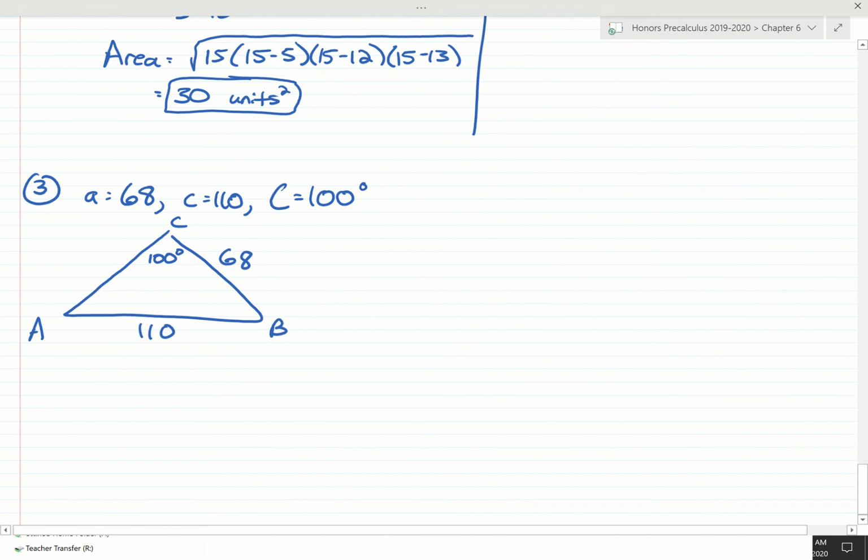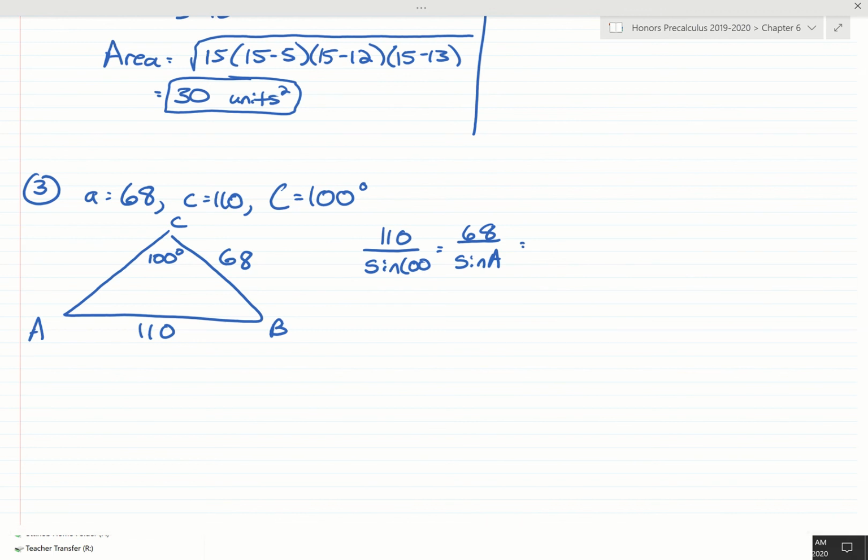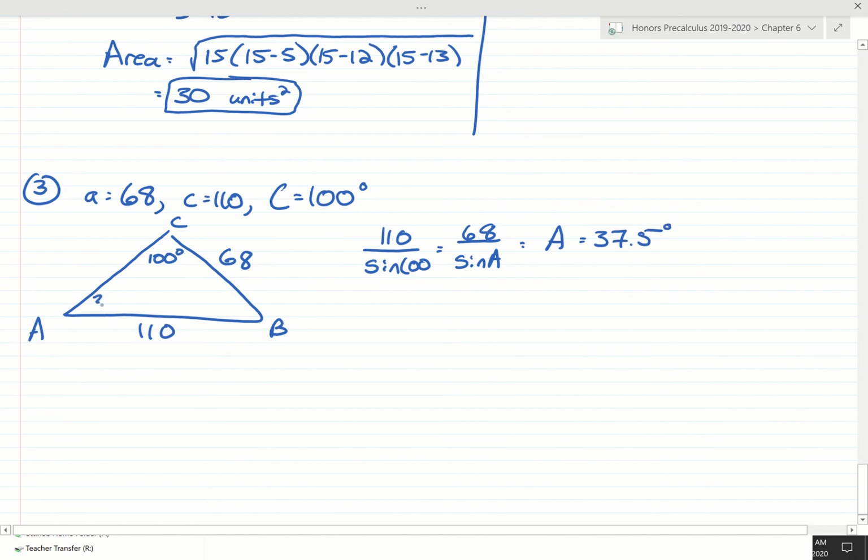Alright, well this one's a little bit tricky because we don't have a side problem, so we have some options here. We could do a law of sines, so I'm going to do 110 over the sine of 100, and that's going to equal 68 over the sine of A. So 68 times the sine of 100 divided by 110, and we're going to take the inverse sine of that, gives us an angle A of 37.5. And if we know that angle, we could easily get the other one, 100 plus the 37.5, and we're going to do 180 minus that, gives us this angle is 42.5 degrees.